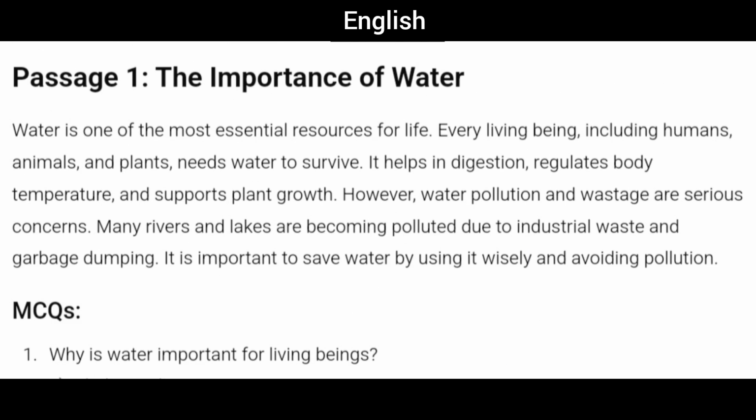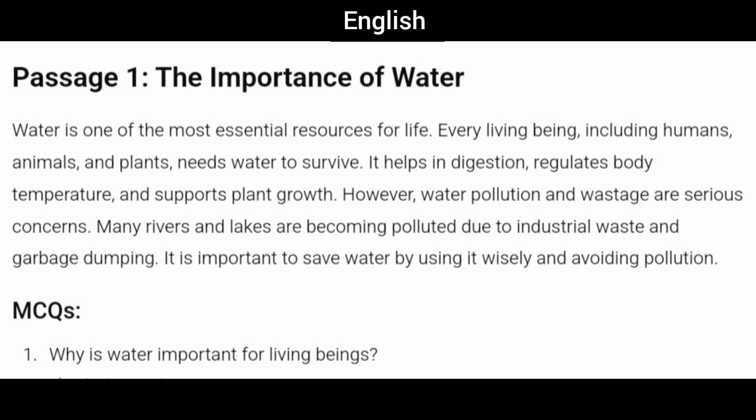So now you read the story. Water is one of the most essential resources for life. Every living being, including humans, animals, and plants, needs water to survive. It helps in digestion, regulates body temperature, and supports plant growth. However, water pollution and wastage are serious concerns. Many rivers and lakes are becoming polluted due to industrial waste and garbage dumping. It is important to save water by using it wisely.